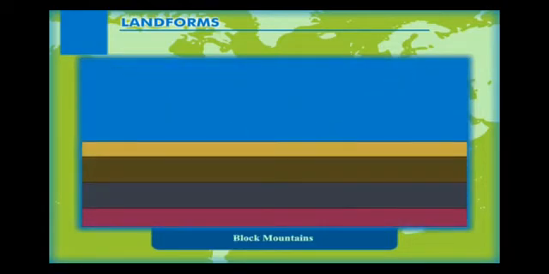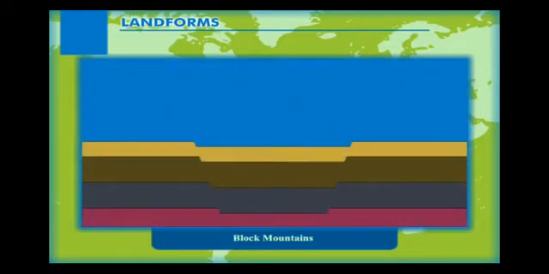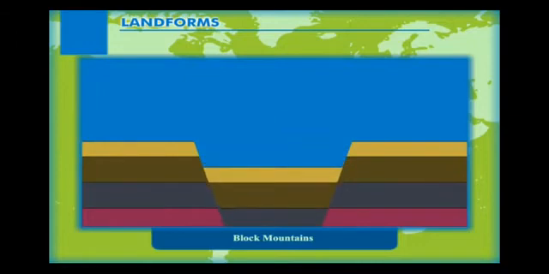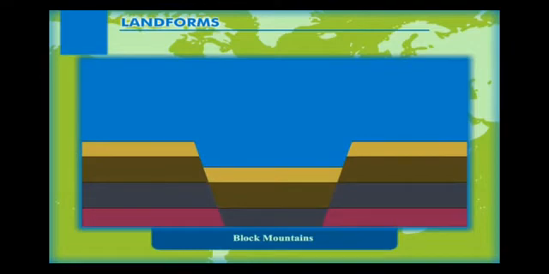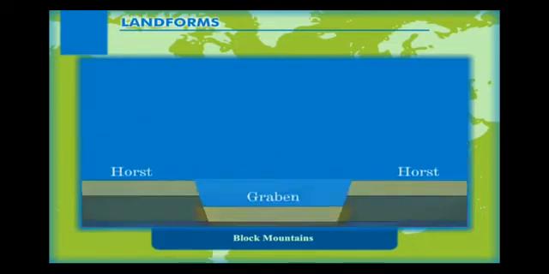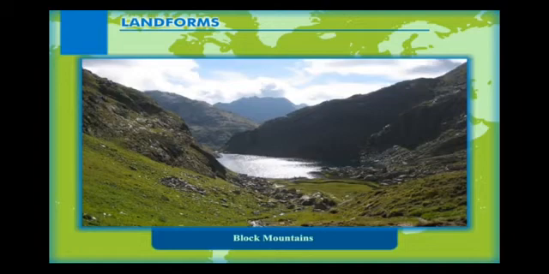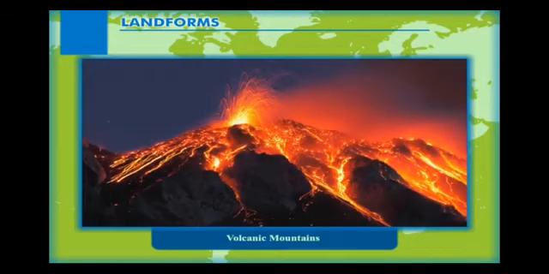Next topic, block mountains. Block mountains are created when a large area is broken up by fault lines and displaced vertically. The uplifted blocks are called horsts and the lowered parts are called grabens. This type of landscape can be seen in the Rhine Valley in Europe.